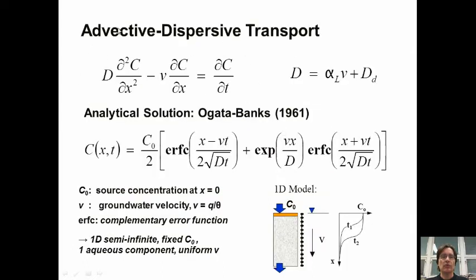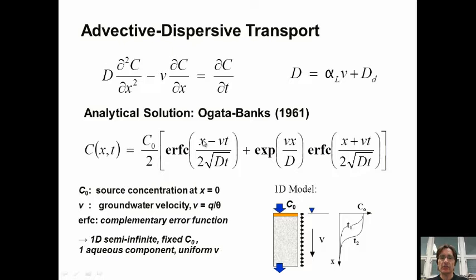One of the simplest ways to solve this equation is with an analytical solution. And one of the simplest analytical solutions is called the Ogata-Banks solution. It was developed in 1961. And again, for the concentration C in the aqueous phase at a distance x and time t, this is just some terms involving the complementary error function, exponential function, and another complementary error function.